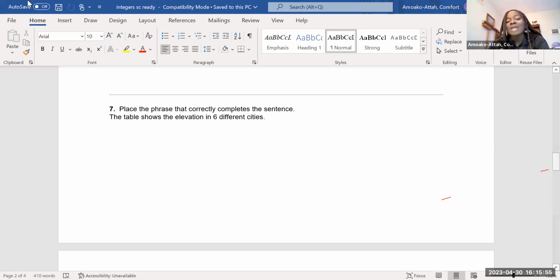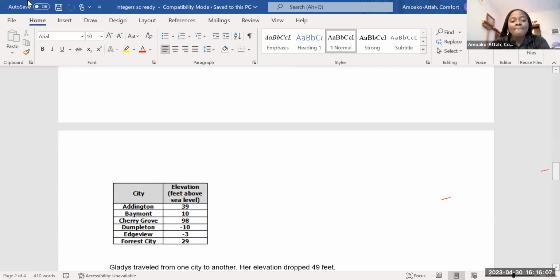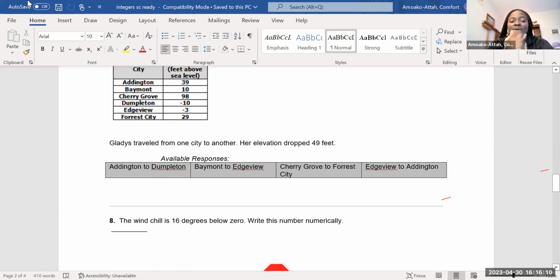Number 7. Place the phrase that correctly completes the sentence. The table shows the elevation in 6 different cities. Okay, so these are the cities, right? Now, Gladys traveled from one city to another. Her elevation dropped 49 feet. So these are the available answers. Adenton to Dumpleton, Baymount to Edgeview, Cherry Grove to Forest City, Edgeview to Adenton. Which of them do you think will be the correct answer?